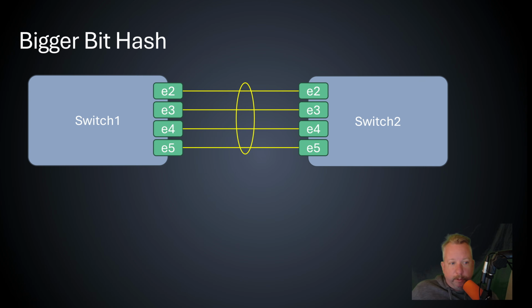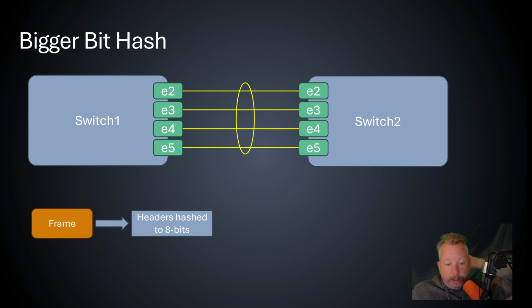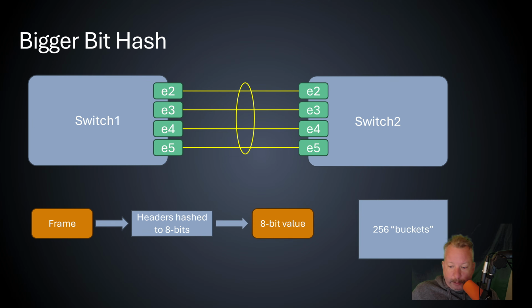But nowadays we have a bigger bit hash. So frame comes in, we run it through an algorithm. Let's say we get an 8-bit hash, or there are other methods, like a modulus. But let's say we had 8 bits for a hash. We get an 8-bit value. That's 256 buckets. So if we divide it across 4 links, it comes out even, just like the 3-bit hash. But if we had only 3 links, it would be 86, 85, 85. So much more even distribution than we would otherwise.